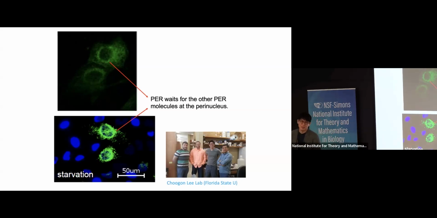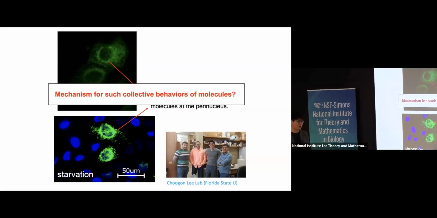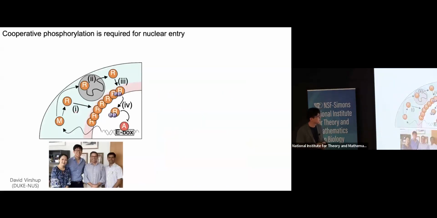So how can they achieve this? What is the mechanism underlying this collective behavior? For this, we need to understand this simple thing. For the repressor to enter the nucleus, what we found is they need to change the shape via phosphorylation. So the original shape cannot enter the nucleus. They need a phosphorylation to change the shape, and then they can enter the nucleus.